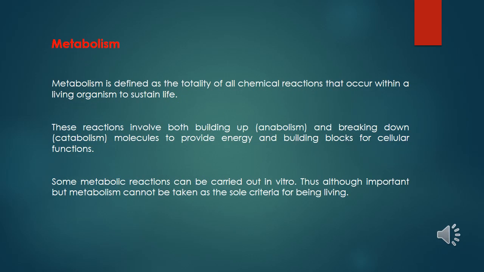The third criteria is metabolism. Let's see what metabolism is. Metabolism is the sum total of all types of chemical reactions that are taking place inside an organism. It can be catabolic, which means breakdown reactions, or anabolic, which means reactions that build something. This is a very important criteria for a substance to be living. However, metabolic reactions can also occur in vitro, that is, in the laboratory outside of living organisms. Thus, we cannot take metabolism as the sole criteria for being living.